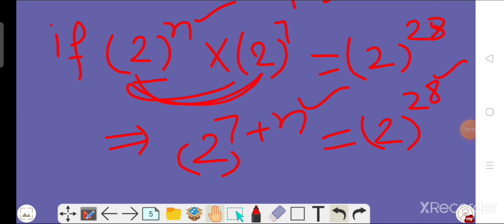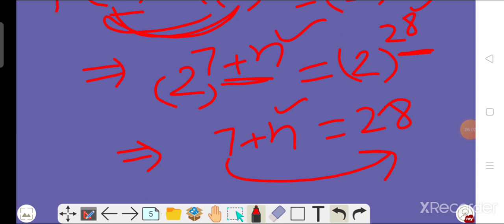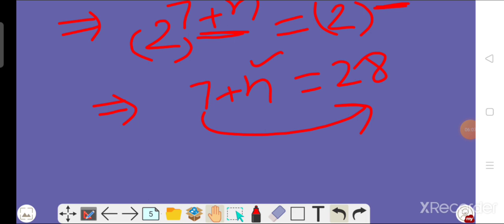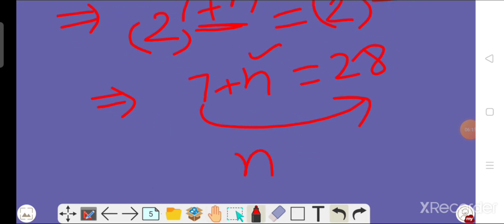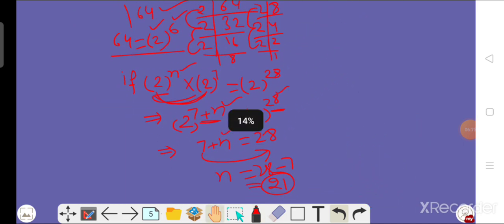It means beta, this equality holds only when the powers are same. So from here we have 7 plus n is equal to 28. To find the value of n, we have to take this 7 to the right side of equality, and we know that when a number goes to the right side of equality, its sign gets changed. Here 7 is positive, after moving to the right side of equality this will become negative, and n is equal to 21. So this is the value of n. Okay. So this is the way by which you can solve the questions of your exercise 2.1.